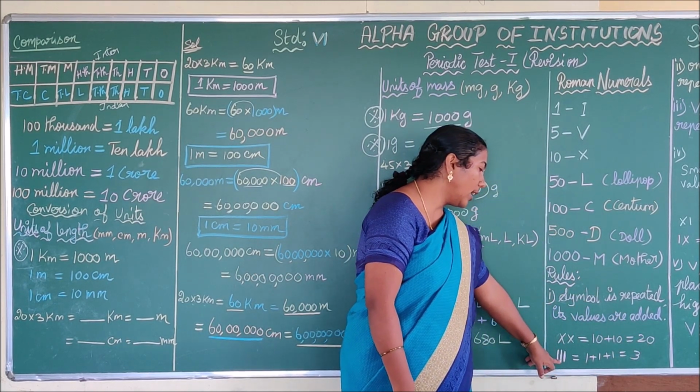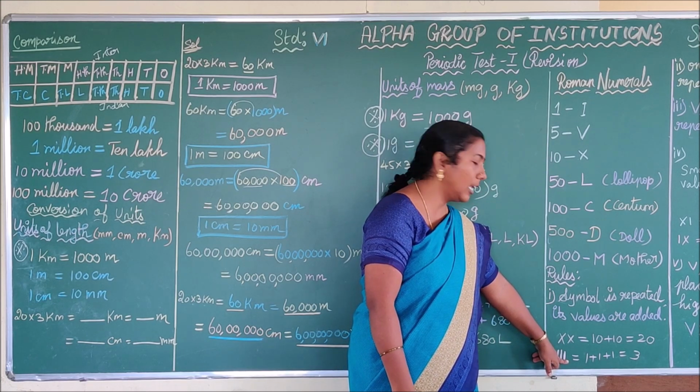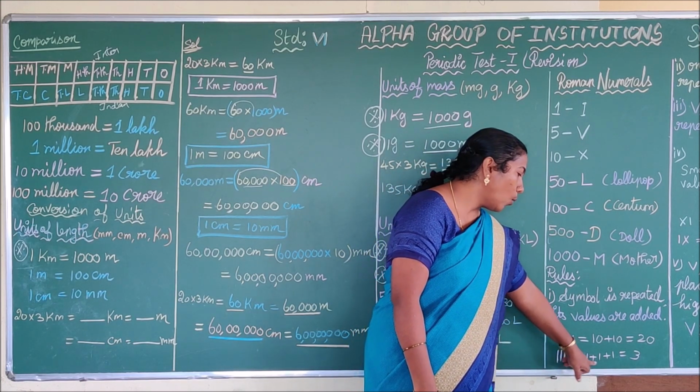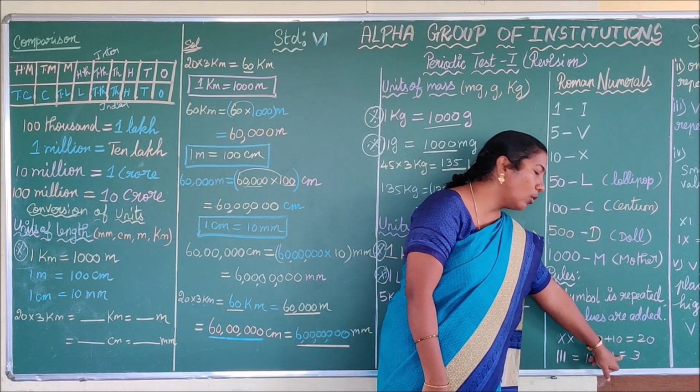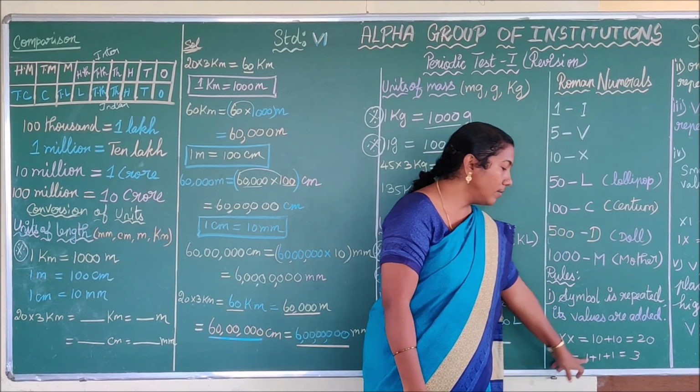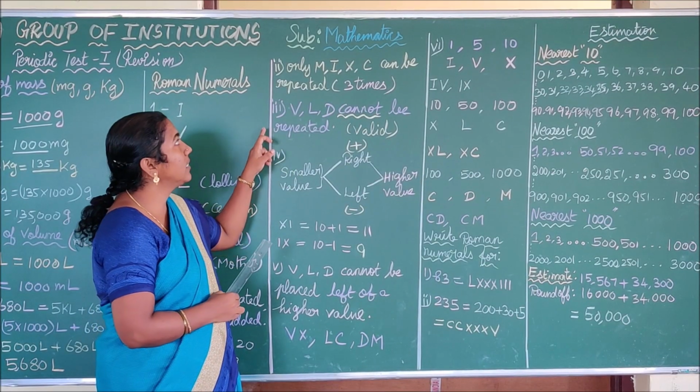See here, I is repeated 3 times. So you have to add the values. What is the value of I? 1. So 1 plus 1 plus 1 equals 3. Clear, children?